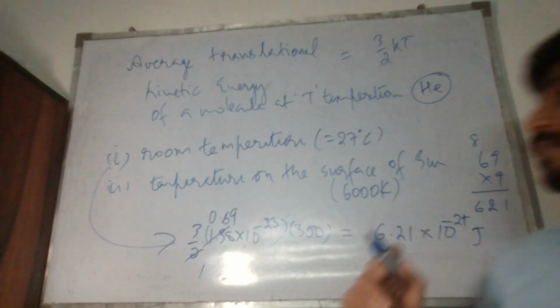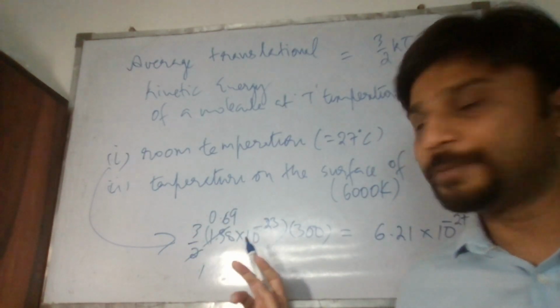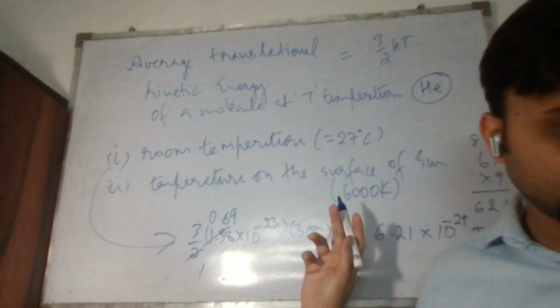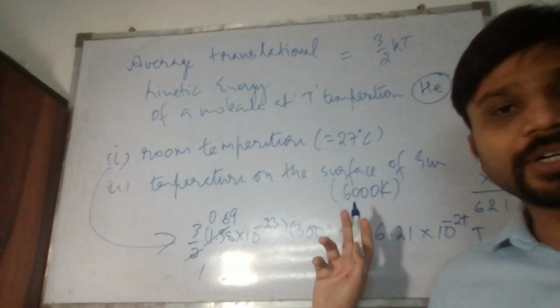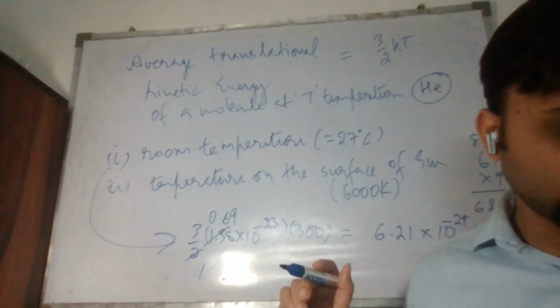Similarly, if I multiply this 3 by 2 kT with the Sun's temperature, its value would be some 1.24 into 10 to the power minus 19 joules.